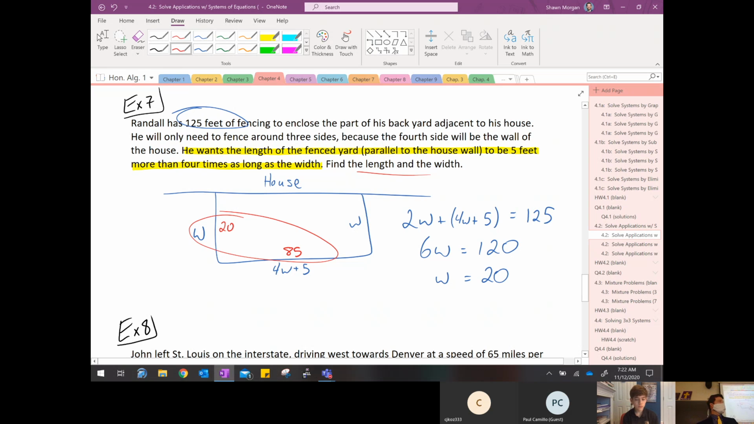Any questions on that one? That's a real simple kind of setup if you see the drawing and if you recognize what we've got going on here. Any questions at all?